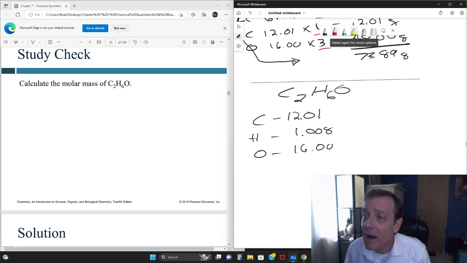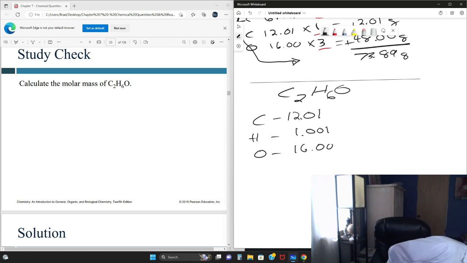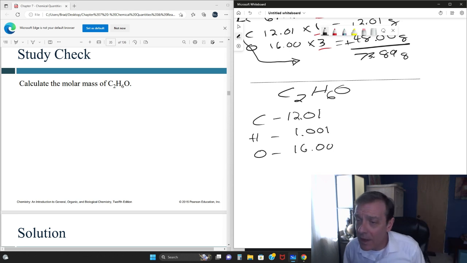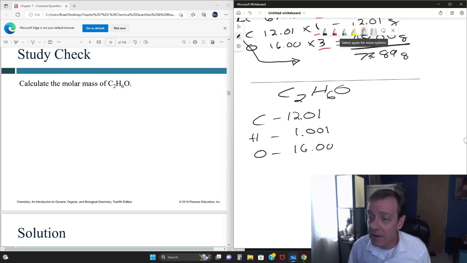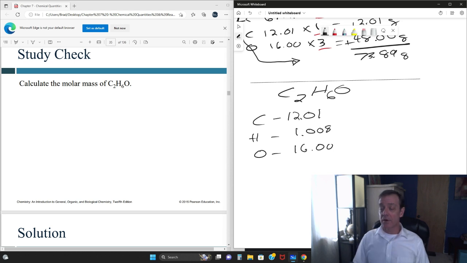Actually, I'm going to stay consistent because I just pulled that straight off a periodic table, but I'm going to keep 1.001. Okay. No, that's four. That is 4 significant figures. I'm sorry. They had it right. 4 significant figures across the board.